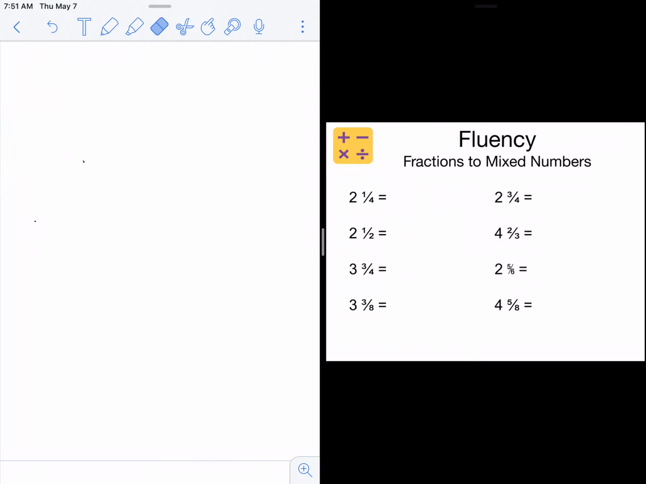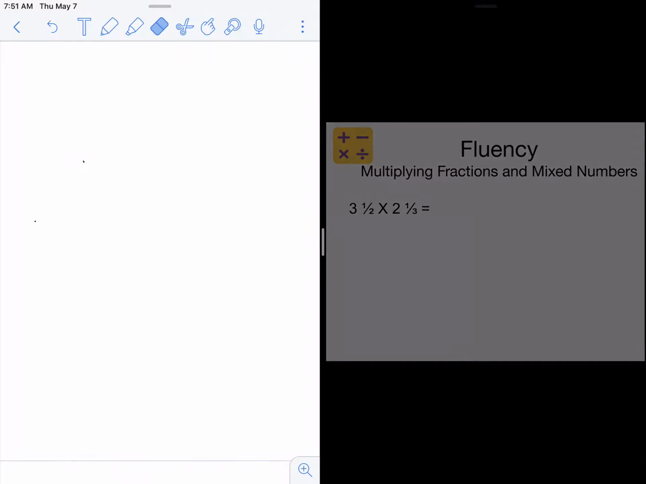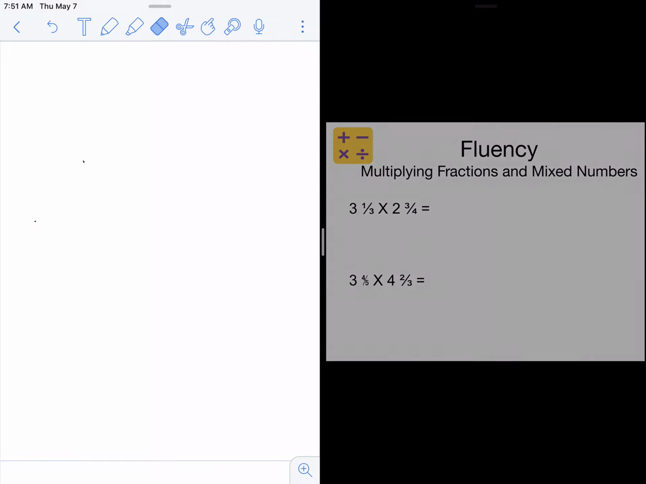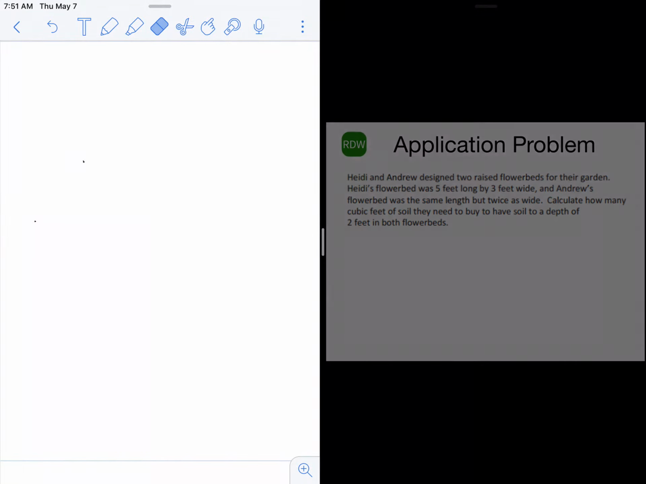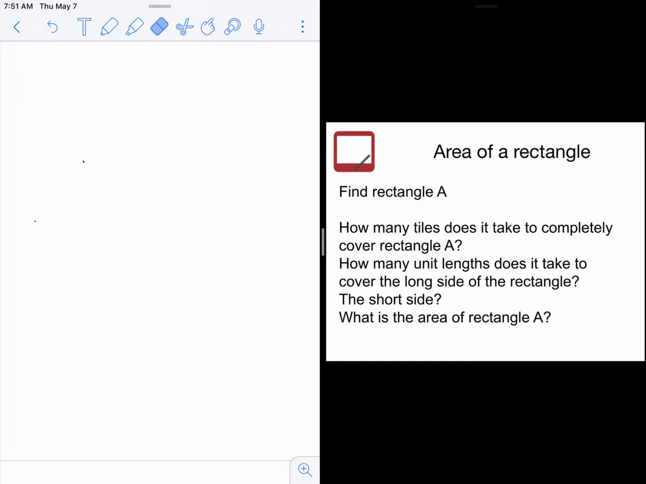Make sure I get all that erased. Okay, here we go. We're not going to do that or that, even though it might help you. And we did our application problem. Here we go. Area of a rectangle. How many tiles does it take to completely cover rectangle A? How many unit lengths? What's the short side? What's the area?